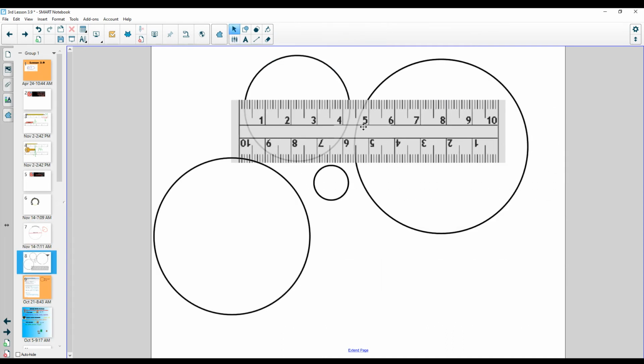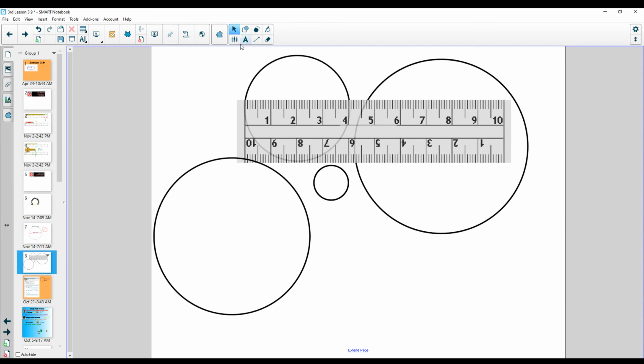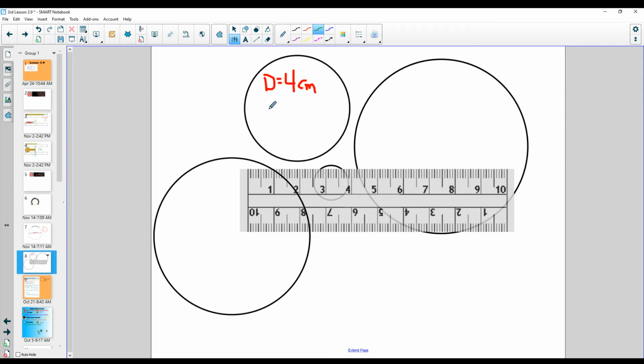All right, let's measure this first circle. The diameter, so I'm going to say D, equals 4 centimeters. Okay, that's the diameter. Now, if I need to find the circumference, okay, the circumference means I need to add this number 3 times. Okay, so what's 4 plus 4 plus 4? 4, 8, 12. All right, do you see how to find the circumference from the diameter?